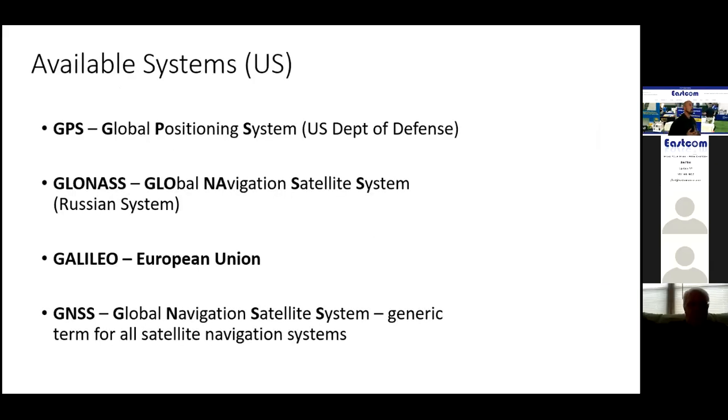Okay, so here we have some of the constellations that are available. These are the ones we use in the United States. You have GPS, that's the United States. You have GLONASS, that's the Russian system. Galileo, which is the European Union. Together we refer to them as GNSS. Anytime you see that term GNSS, just keep in mind it's all of the constellations, not just one.